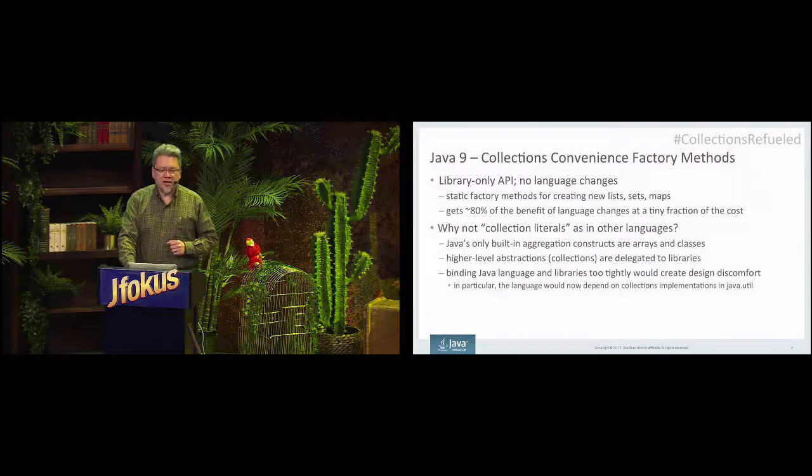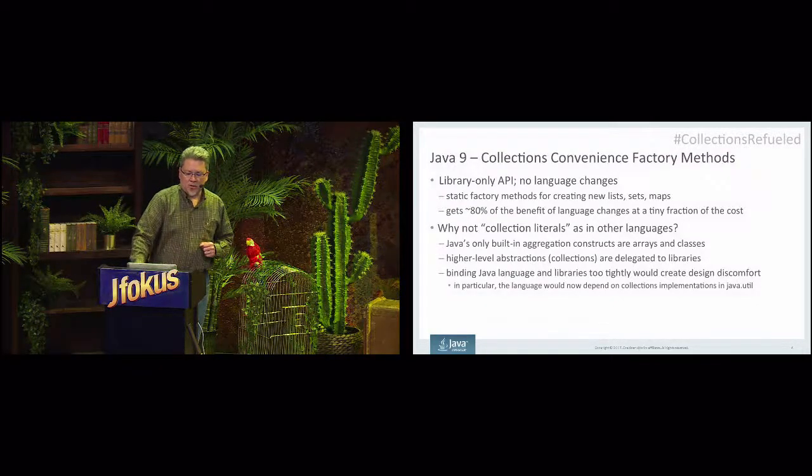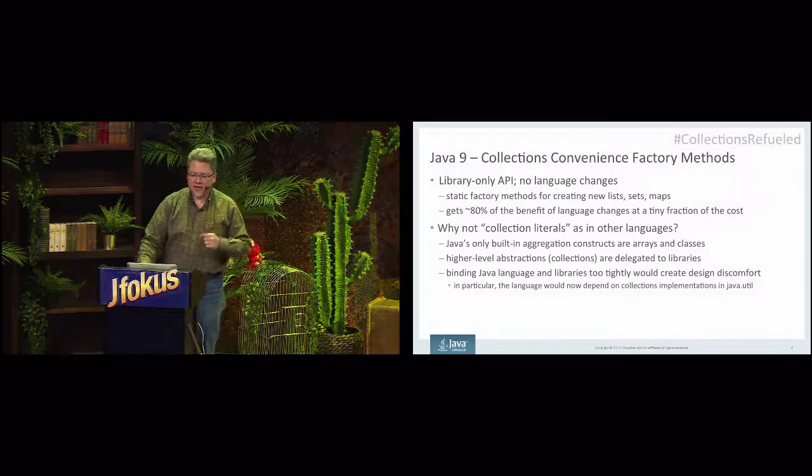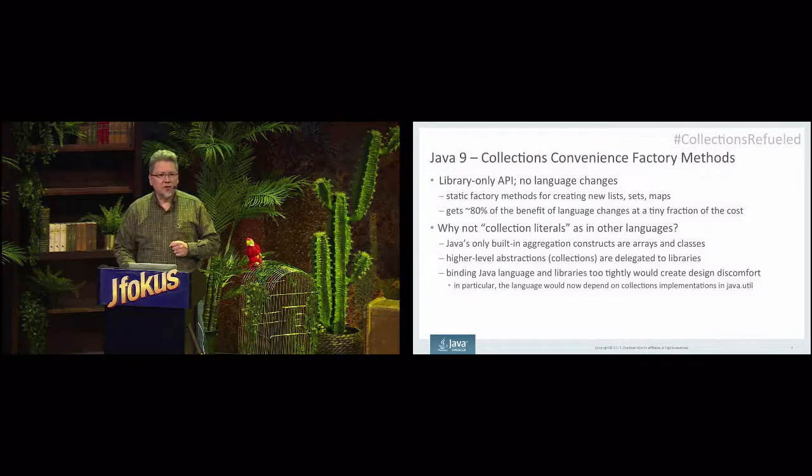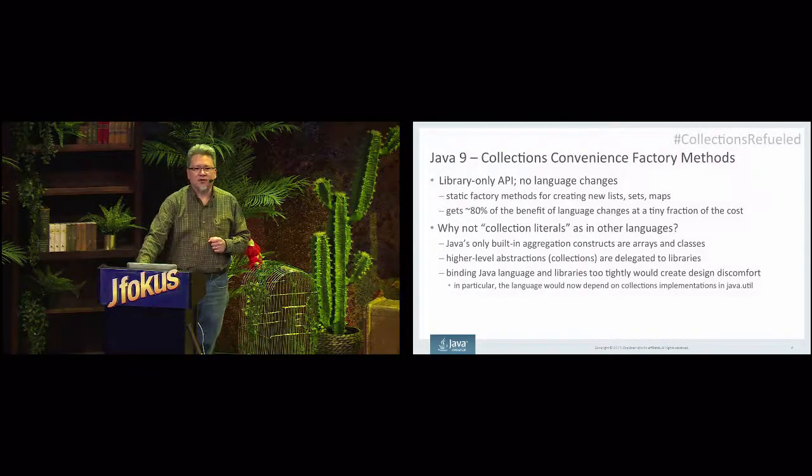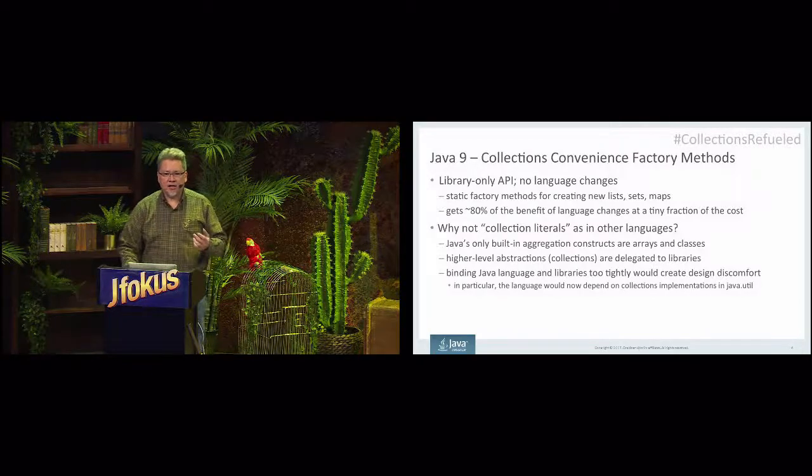All right, so quick rundown of what the feature is. So this is an API that exists only at the library level. Basically, new static methods were added to the list, set, and map interfaces. That's another new language feature introduced in Java 8, which is the ability of interfaces to have static methods. So we're taking advantage of that by adding static methods to list, set, and map.